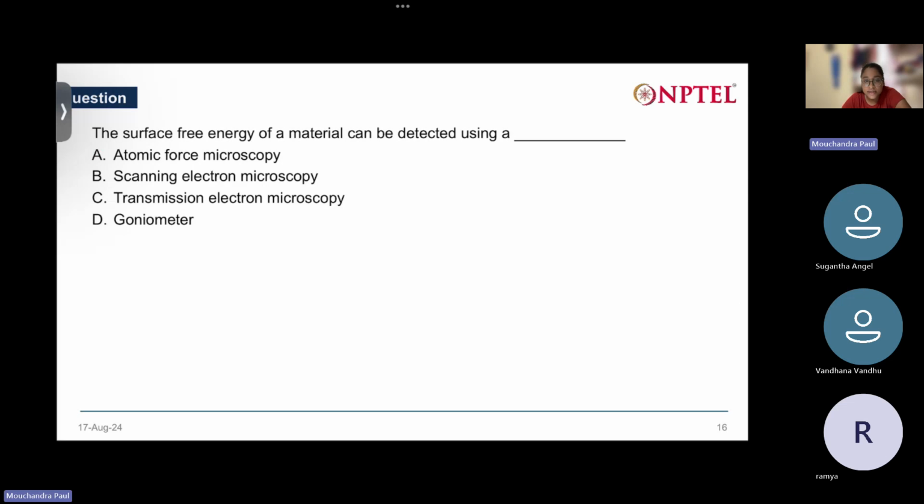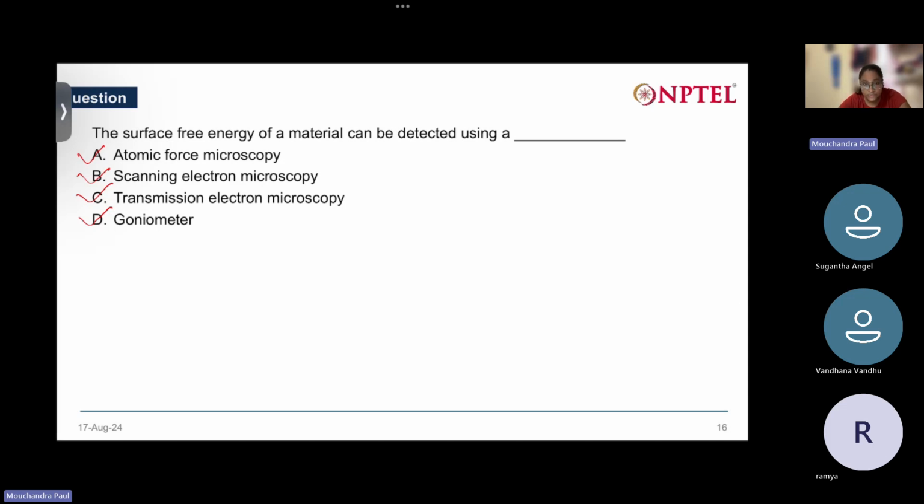The surface free energy of a material can be detected using atomic force microscopy, scanning electron microscopy, transmission electron microscopy, and goniometer. So by now you know what is AFM or atomic force microscopy. You also know what is SEM. The other two techniques, that is transmission electron microscopy.